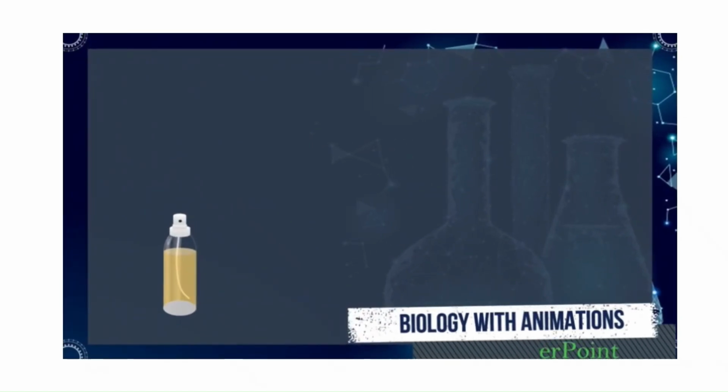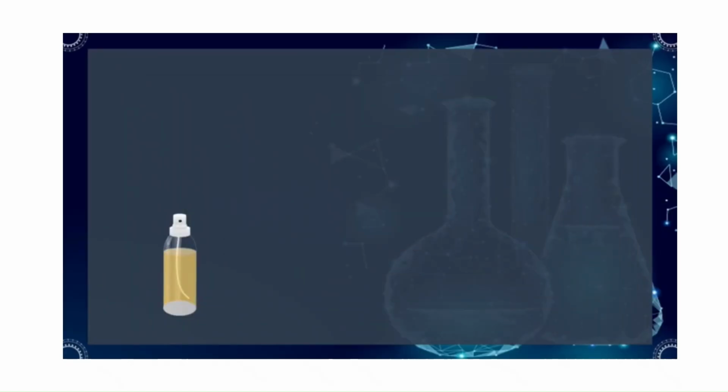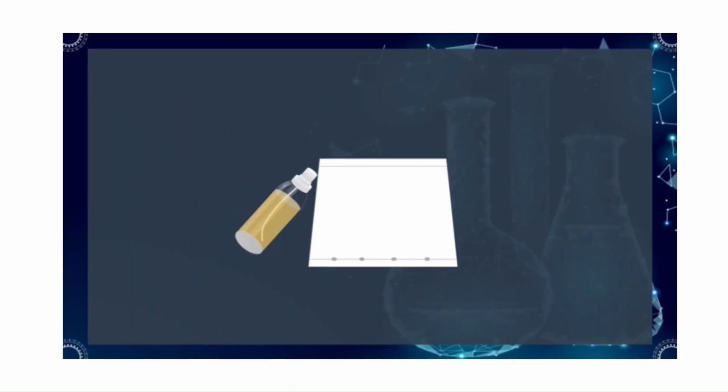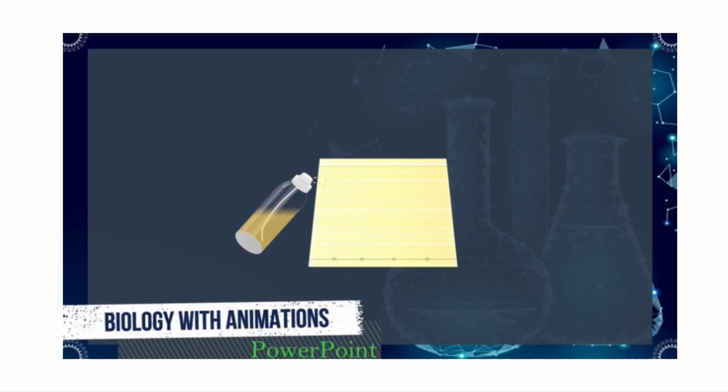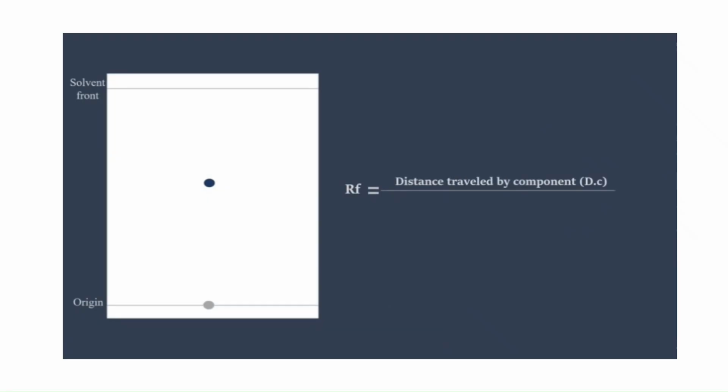And another technique is this: iodine, ninhydrin, potassium permanganate, or vanillin. These are the chemical reagents. Like ninhydrin. Ninhydrin detects the amino acids. Please note down, ninhydrin detects amino acids, whereas sulfuric acid detects the organic compounds. We can spray and we can detect the Rf value.